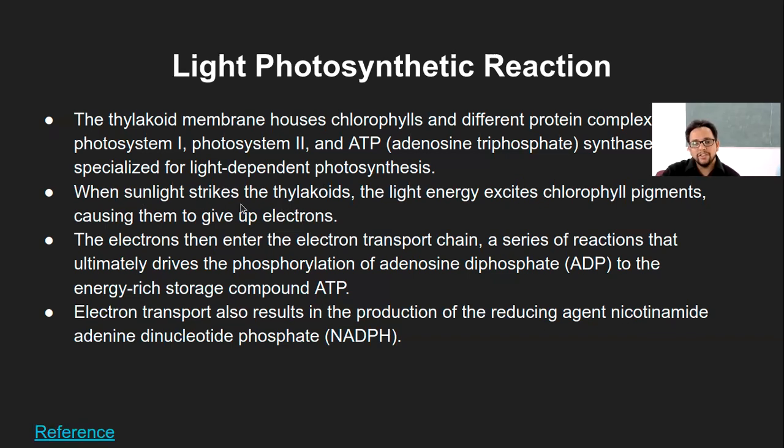When sunlight strikes the thylakoid, it doesn't directly strike the thylakoid. Obviously, sunlight will pass through the atmosphere. It will fall onto the leaf structure. It will cross the epidermis. It will hit the chloroplast, and within the chloroplast there is the thylakoid. So when the sunlight strikes the thylakoid, the light energy present in the sunlight will excite the chlorophyll pigment.